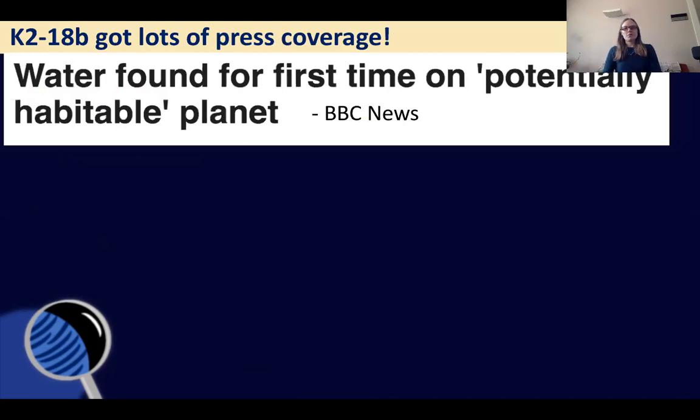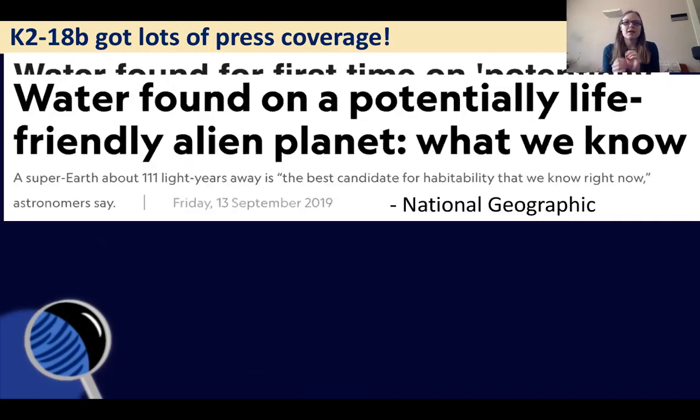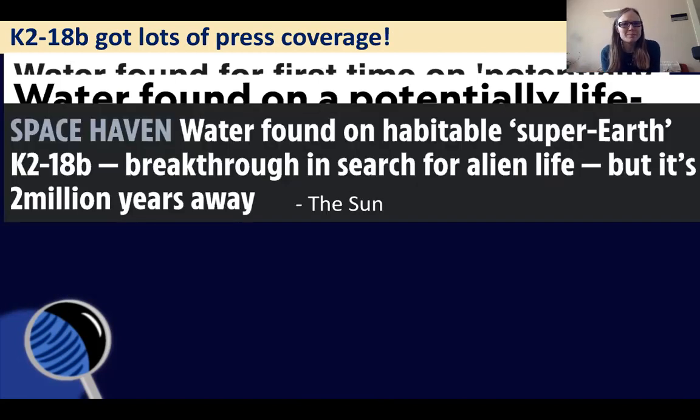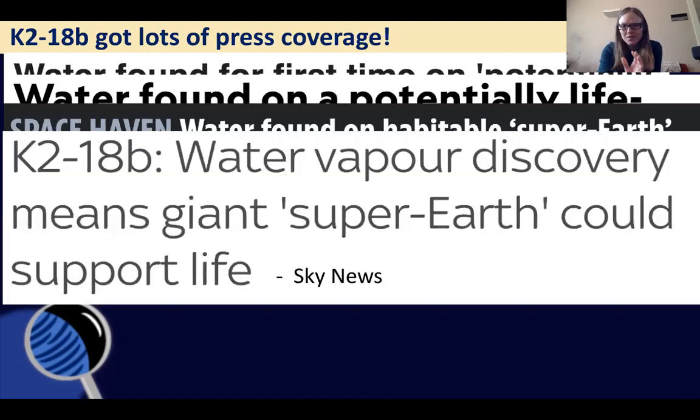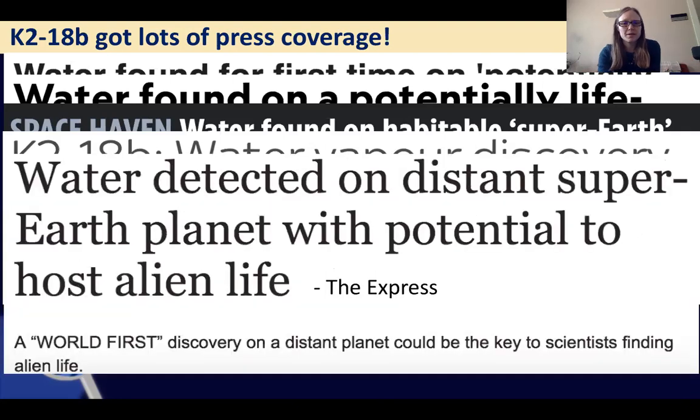So rather than just saying the planet was in the habitable zone, it became a potentially habitable planet, thanks to BBC News. It was found on a potentially life-friendly planet. Best candidate for habitability that we know right now? Not so sure about that. It was found on a habitable super-Earth, really not habitable zone, not the same thing. Giant super-Earth could support life, maybe.